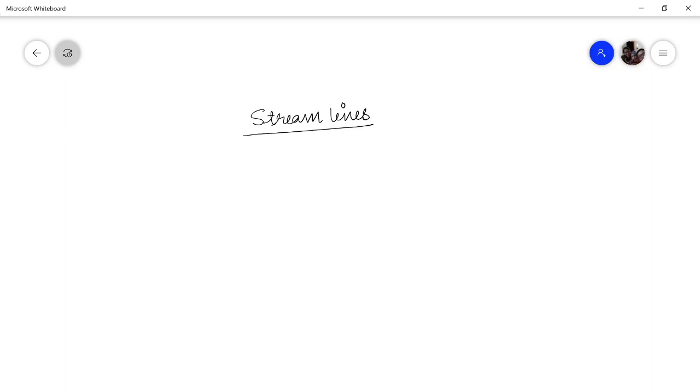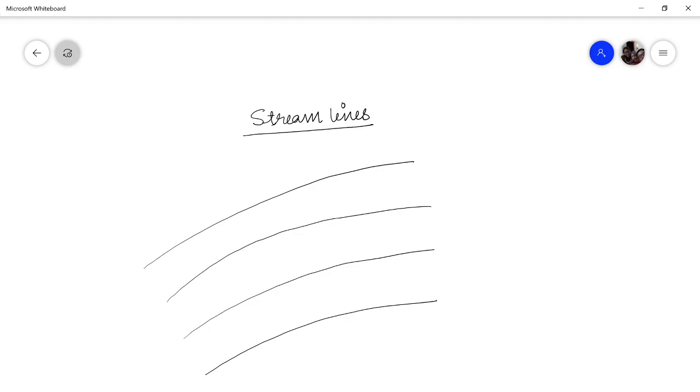So, what are streamlines? Streamlines are imaginary lines, or a series of imaginary lines, which are drawn in a flow field in such a way that if you draw a tangent at any particular point, let us say I'm drawing a tangent at these points, the tangent drawn onto this streamline or any streamline at any point, at any instant, will give us the instantaneous velocity vector of that particular point at that particular time.